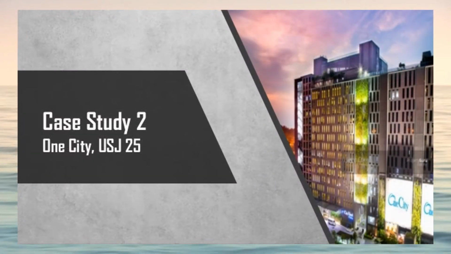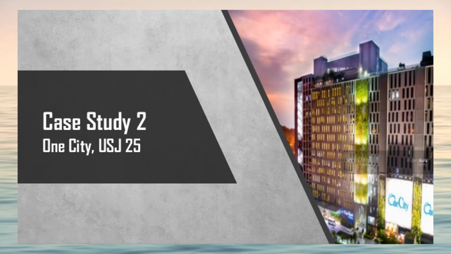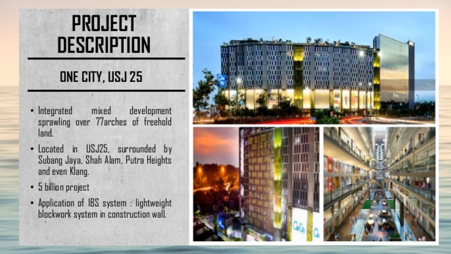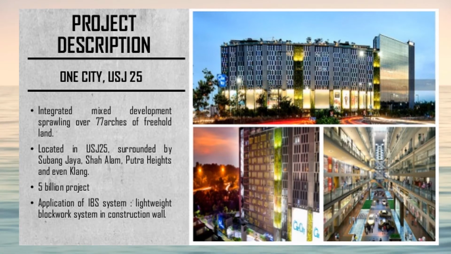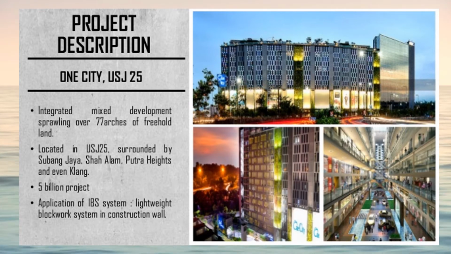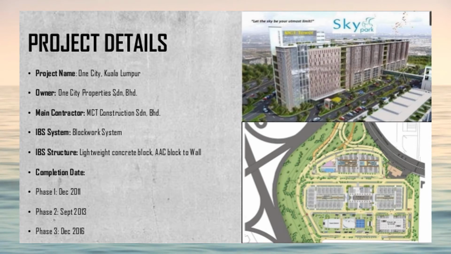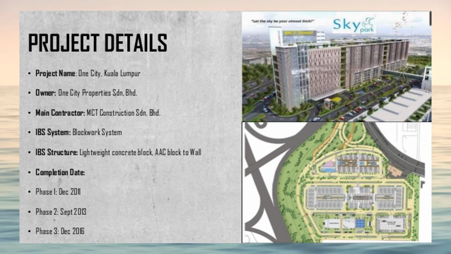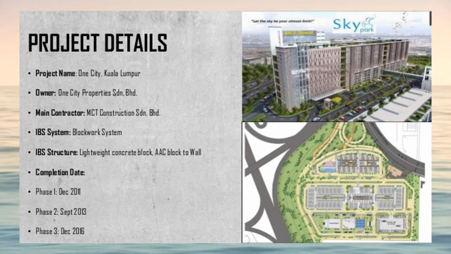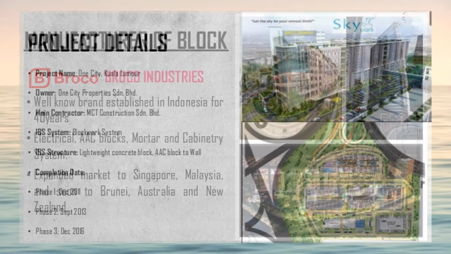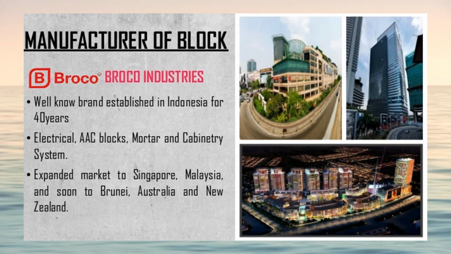Case Study 2. One City at USJ 25. Again, this is the example of a high-rise building using lightweight blockwork system for its wall. This is the detail for the particular project. It is a mixed development project, and the IBS system used is the autoclaved aerated blockwork system, or called AAC. Broco Industries is the manufacturer for the blocks.